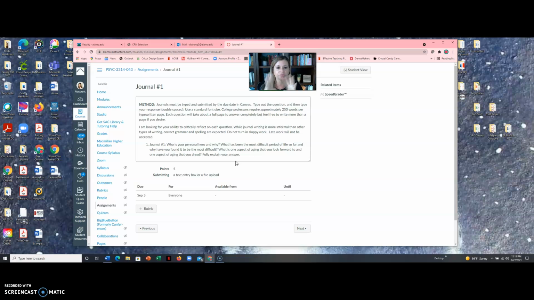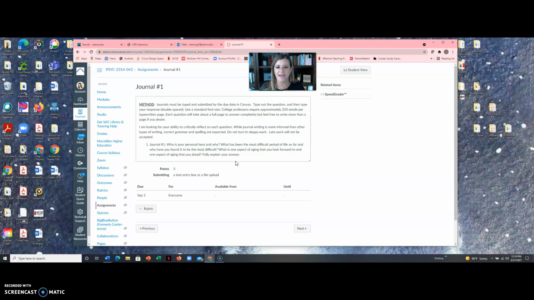So journals, do not worry about APA citations. You shouldn't have any. This is about you. There's no research. Journaling is about reflection, as I've said several times already. It's not about writing perfectly. I mean, you want it to be college level. You're a college level student. I would much rather see you being a critical thinker and a reflective thinker than the format being perfect.